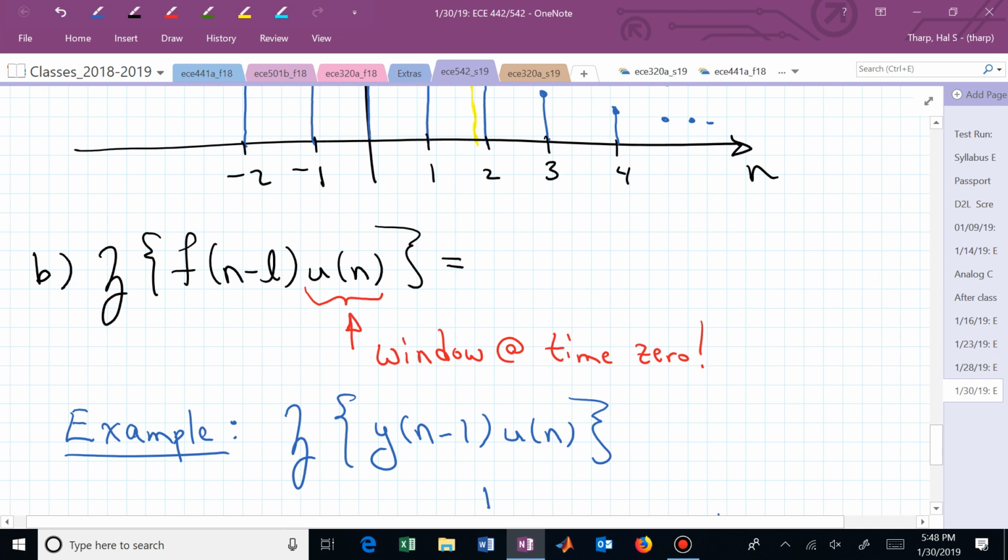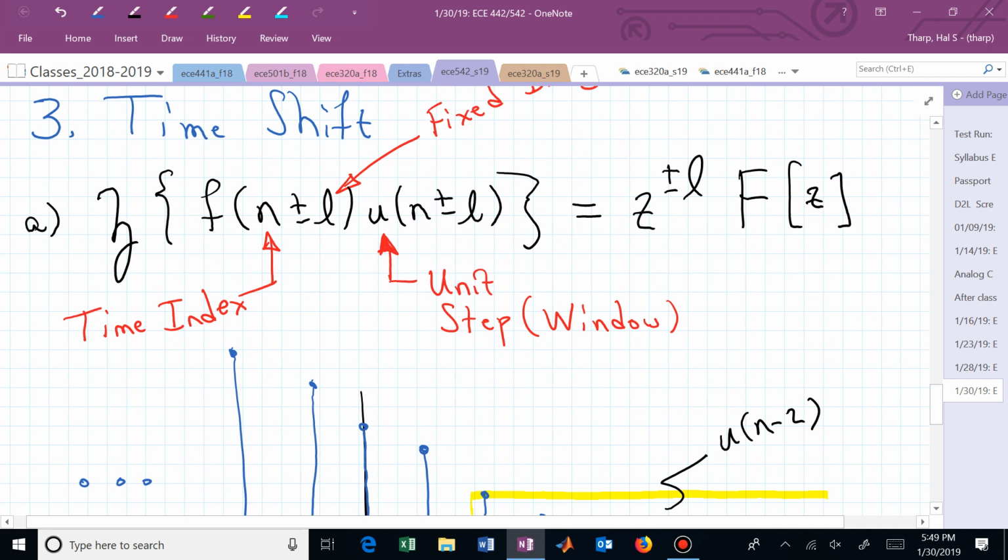Which means if we had an exponential and we delayed it by 2, we would actually see f of minus 1 at time n equal 1, and f of minus 2 at n equals 0. And then everything else would be what we would normally see starting at time n equal 2. Because of that, we have to make the Z-transform look a little different than it does when the waveform and the window are slid, delayed, or advanced the same amount.